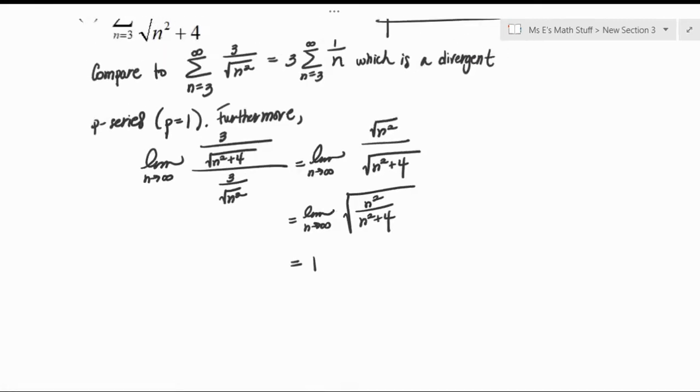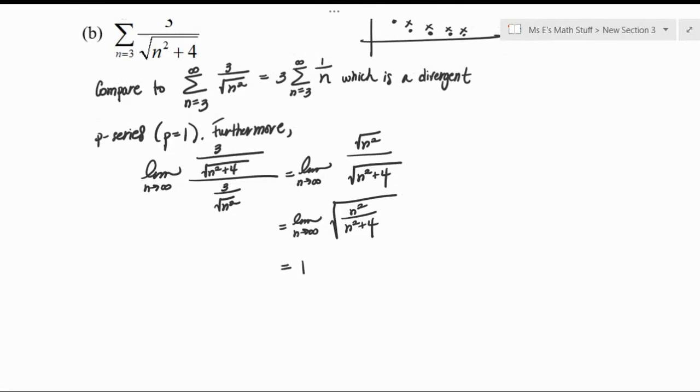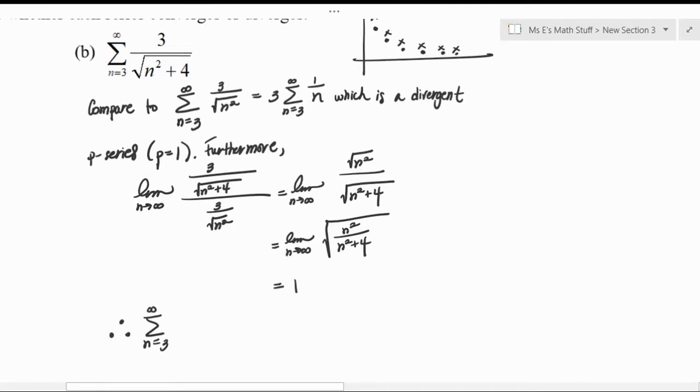And so, according to the limit comparison test, we would say that the sum as n goes from 3 to infinity of 3 over square root of n squared plus 4 also diverges by the limit comparison test.